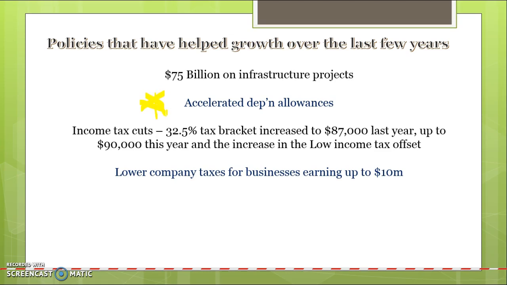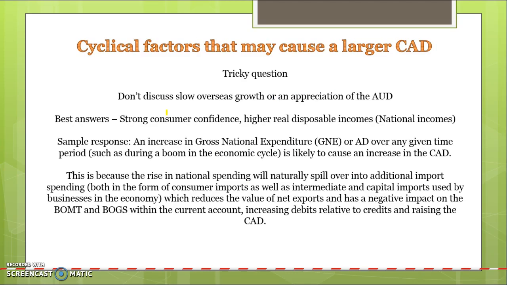The tax cuts, last year they increased the 32.5% tax bracket to $87,000, and then in July this year they increased it to $90,000. Both of those are relevant in terms of boosting incomes and disposable income. And the company tax cuts that actually have been passed are for those businesses earning less than $10 million, so that's relevant to growth as well.